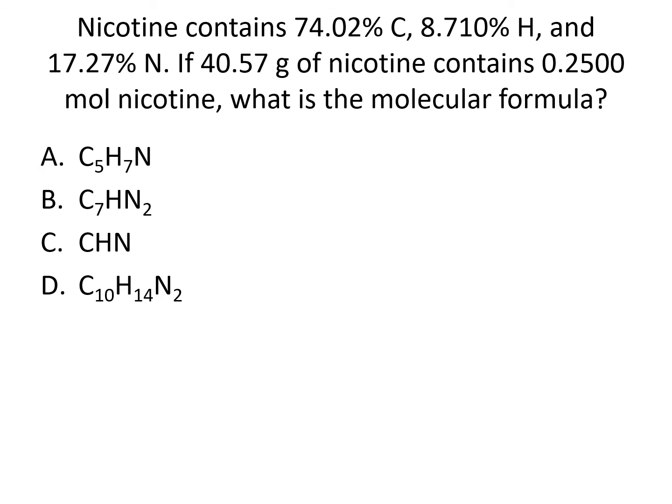Now, the molar mass is not given to you in this problem directly. You're going to have to calculate it by taking the number of grams and the relationship between grams and moles of the nicotine. We know that for every 0.2500 moles of nicotine, that corresponds to 40.57 grams. So if we take our grams, divide by our moles, that gives us grams per mole, which is the molar mass. So you'll take that molar mass that you calculated along with the empirical formula that you will have calculated and find the molecular formula.